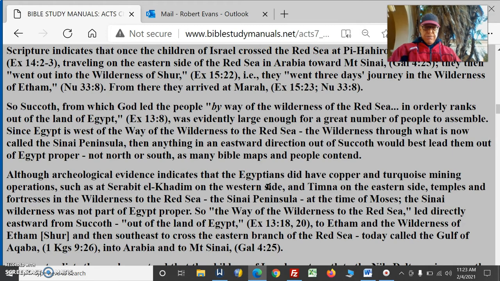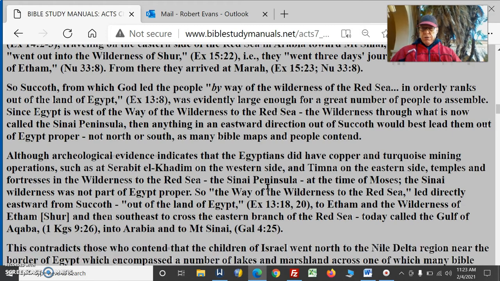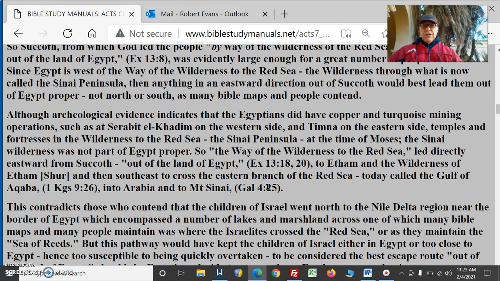It's not practical, not plausible, although archaeological evidence indicates that the Egyptians did have copper and turquoise mining operations, such as the Serabit el-Khadim on the western side and Timna on the eastern side, temples and fortresses in the wilderness to the Red Sea, the Sinai Peninsula, at the time of Moses. So the Sinai wilderness was not part of Egypt proper.